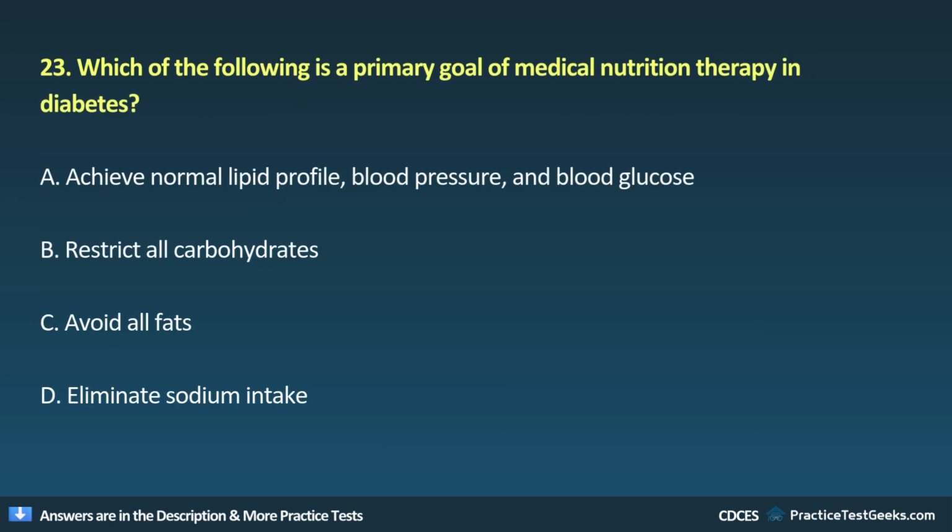23. Which of the following is a primary goal of medical nutrition therapy in diabetes? A. Achieve normal lipid profile, blood pressure, and blood glucose. B. Restrict all carbohydrates. C. Avoid all fats. D. Eliminate sodium intake.